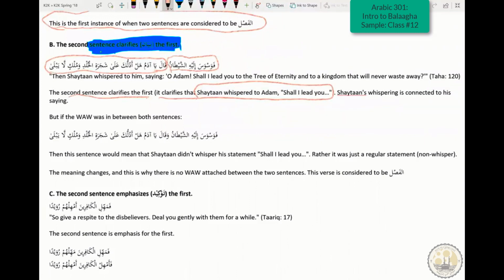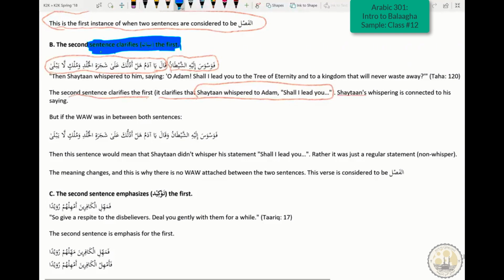Shall I lead you to the tree of eternity? So therefore, the whisper is being clarified in the second sentence. The statement that was whispered is clarified in the second sentence. So the second sentence clarifies the first. Yani, what was whispered to Adam alayhi salam is clarified in the second sentence. So for that reason, there's no waw mentioned there.